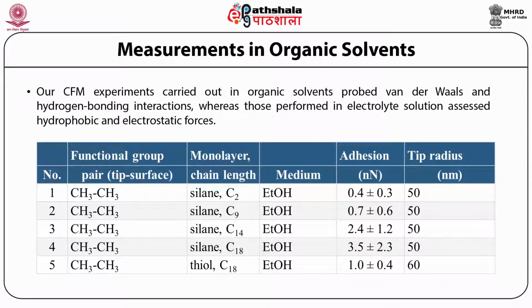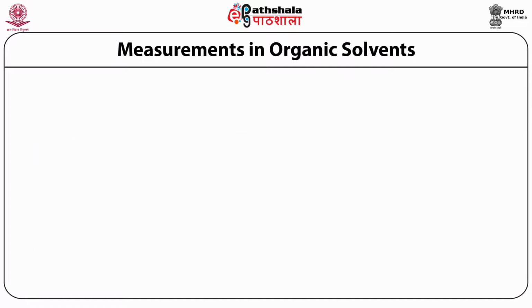These are given in the table below, wherein we have given functional groups, that is the pair at the tip and surface. This starts with ethane, then for this we have monolayer adsorption and chain length size given. And then we have the medium in which this has been carried out, that has been ethyl alcohol all through, and adhesion has been given in the next column, and finally tip radius has also been given. So from here we can analyze the characteristics of these compounds further.